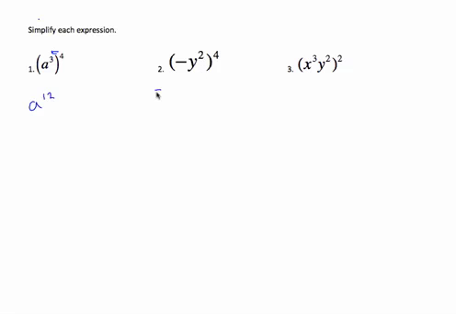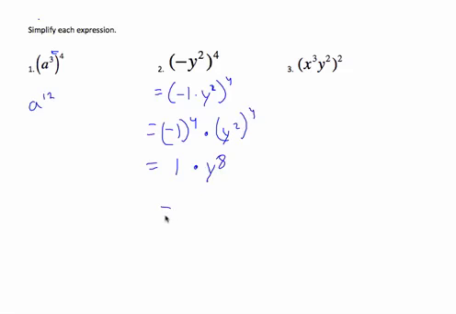One thing you can do to see this is break this down into negative 1 times y squared. You can write that negative as negative 1, and then it might be easier to see. This is negative 1 to the power of 4 times y squared to the power of 4. Negative 1 to the power of 4 is going to be just positive 1. If that was an odd number, it would be negative 1. And here, y squared to the power of 4, you multiply the exponents, you get y to the power of 8. So that's just y to the power of 8.